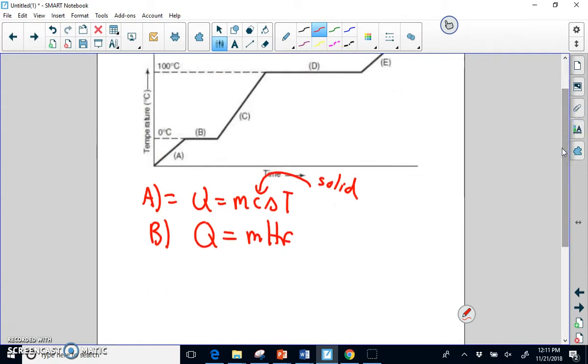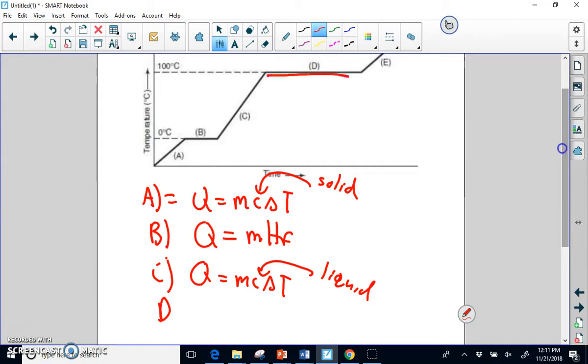So for line segment C, the temperature is going up again, so liquid that's moving faster, we're going to use Q equals MC change in T. We want to make sure we use the specific heat of water when it's in its liquid form. Then for D, that's when it's turning into a gas, so the heat is going into moving the particles further apart. We're going to use Q equals m Hv, where Hv is the heat of vaporization.